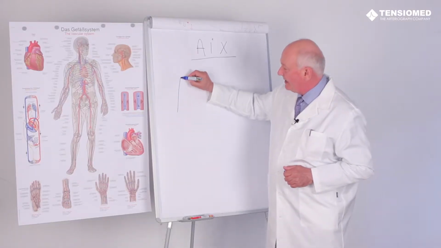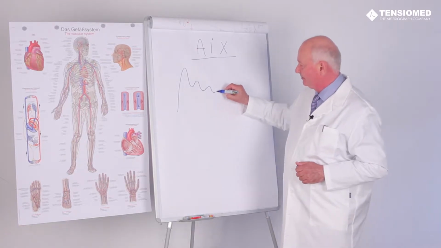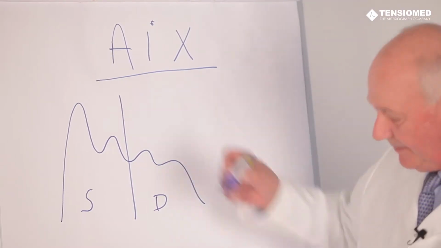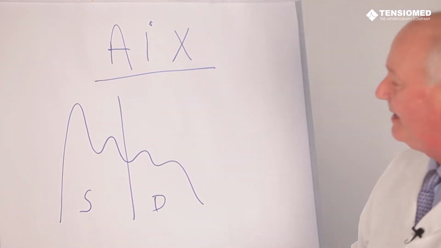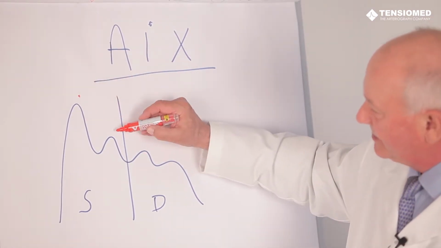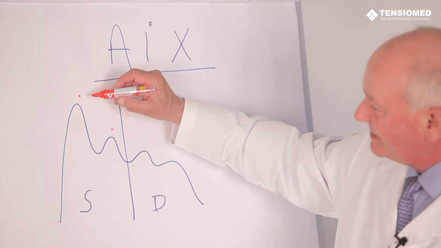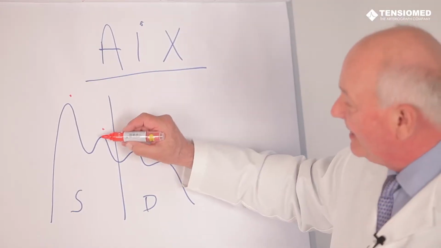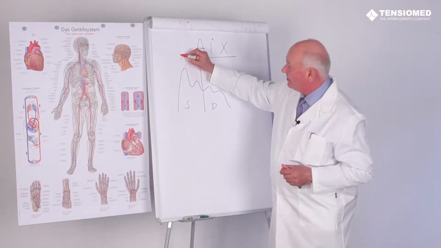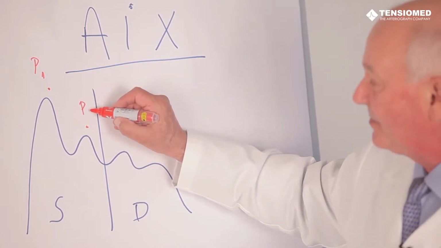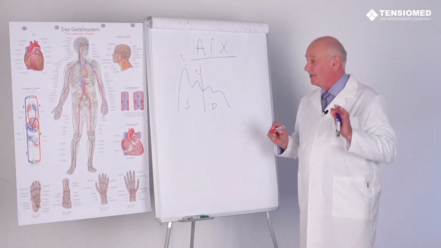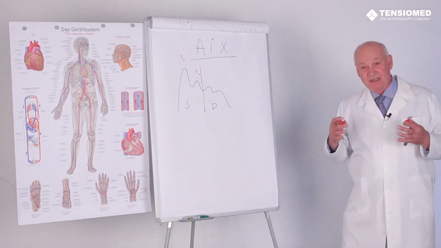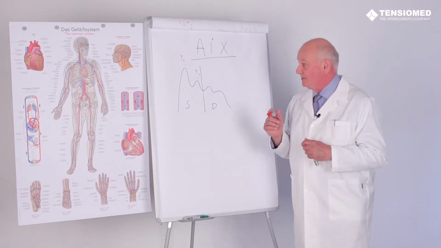What is basically the augmentation index? If we take an arterial pulse pressure, this is systole, this is diastole. Here we can see two nicely distinguished signals and waves. This is first the direct wave, which is ejected by the left ventricle, and then the second wave, its reflection. We can call it P1, pressure 1, and P2, pressure 2, in the systole. Please keep in mind that this is still inside the systole. That means the aortic valve is still open and the left ventricle is in contraction.